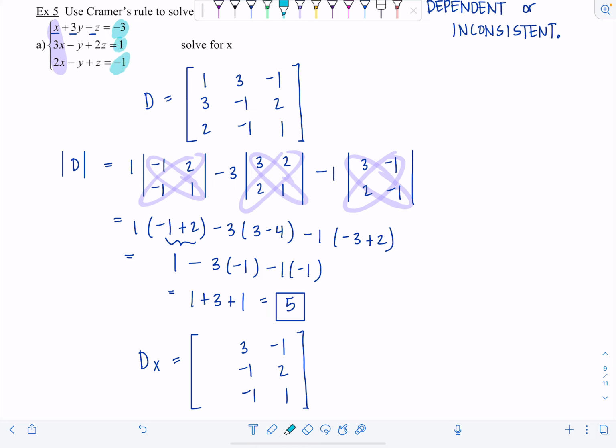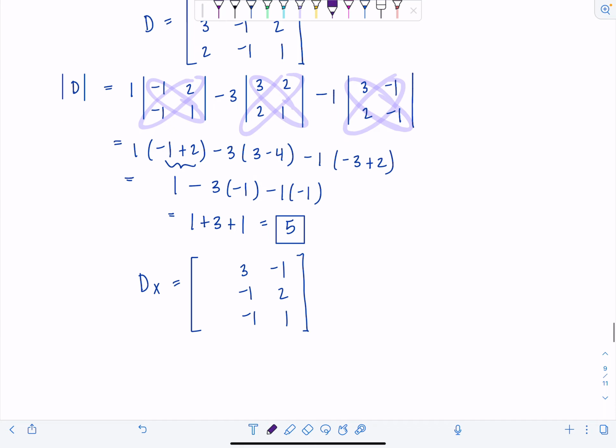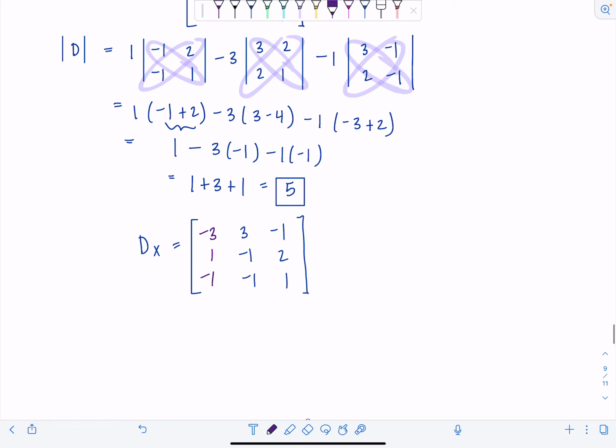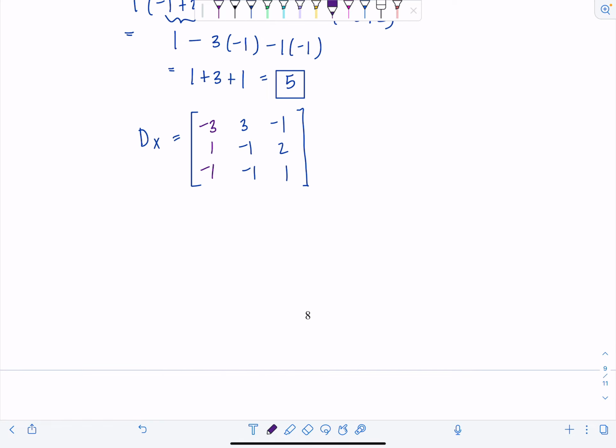-3, 1, -1. Let me switch colors so you can see what happened. -3, 1, -1. Got it? Since we're solving for x, I'm going to replace that first column, the x column, with what everything's equal to. Now we find the determinant of this guy. So the determinant is equal to, let's just go along first row again. Try the alternate method on your own if you want while I'm doing this. If you like that way better, go for it.